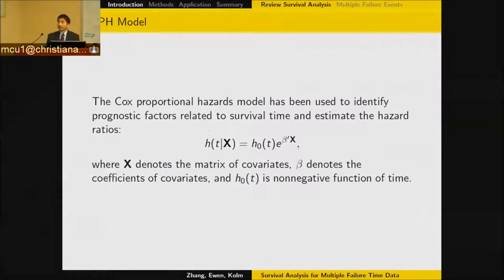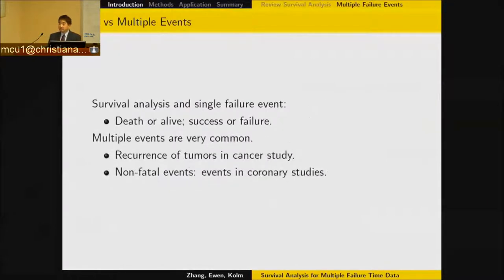And further, we can use a Cox model to incorporate covariates to get the factors related to survival time and the hazard ratio by using this Cox proportional hazards model. So this is the foundation we can use to do survival analysis for medical data.